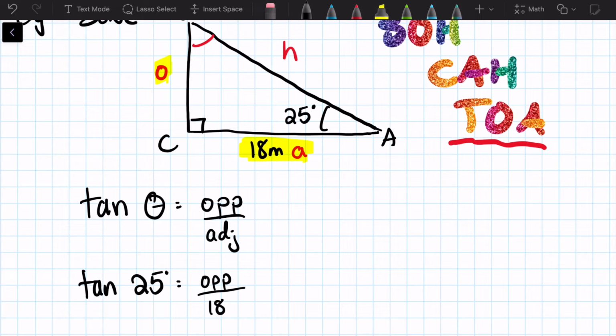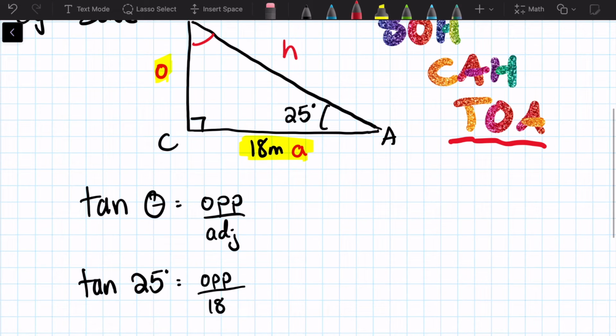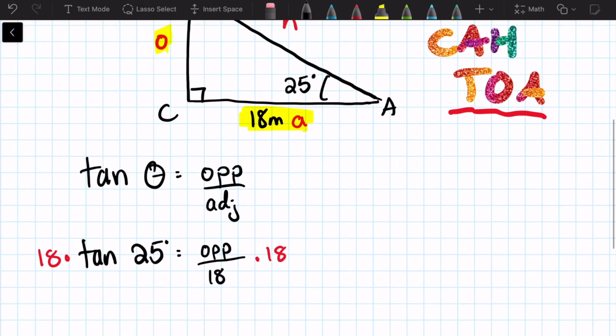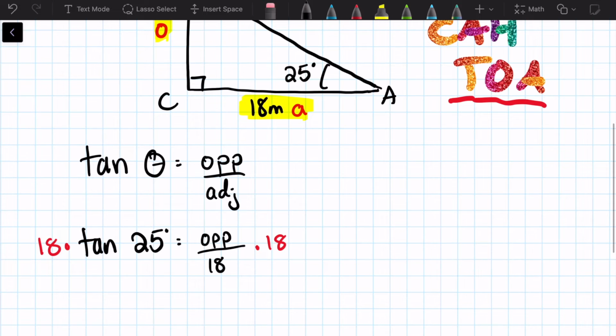And now we just solve this the same way we've solved all the other ones. So I want to get that 18 out of the bottom of my fraction. I'm going to multiply both sides by 18. And so we get our opposite side is 18 times the tangent of 25 degrees.